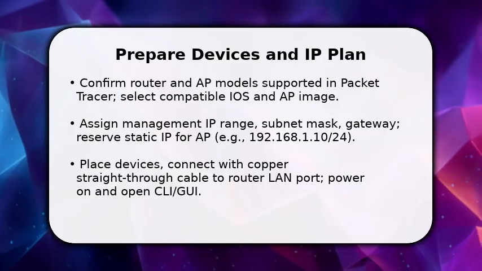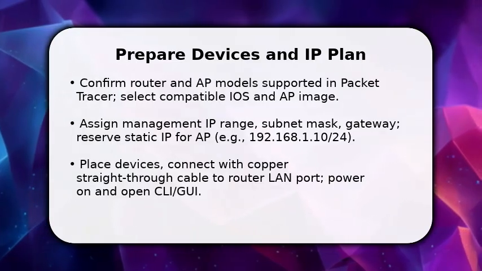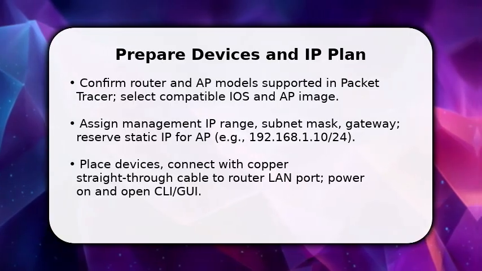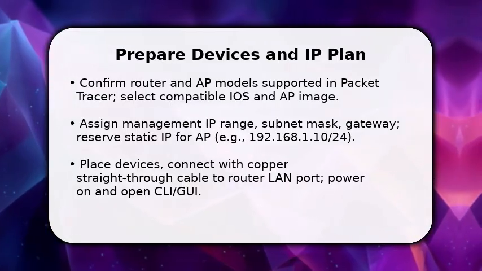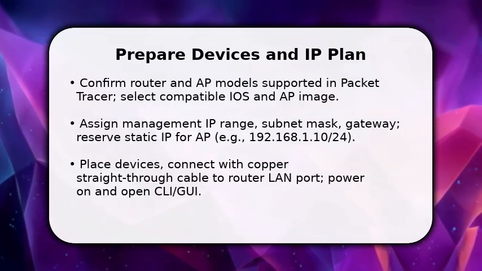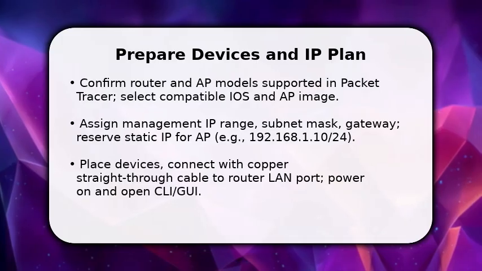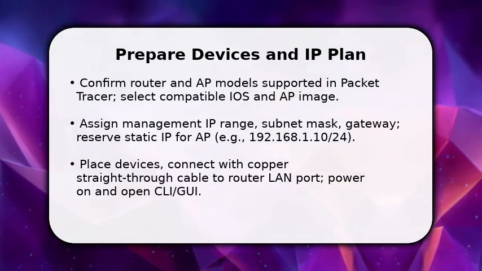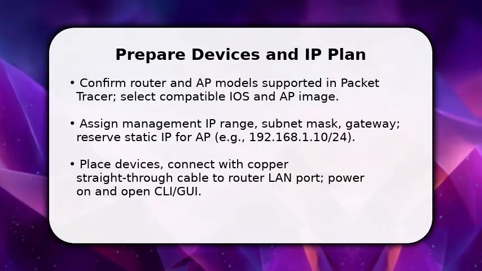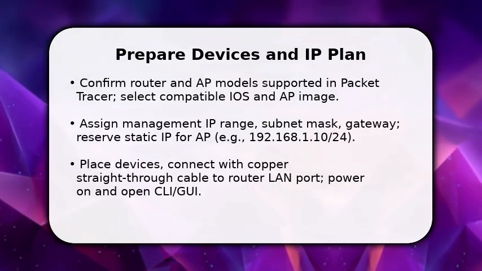You'll start by preparing the devices and an IP plan so configuration is efficient. First, open Packet Tracer, add a router and an access point, and pick compatible images. Next, decide a management IP range and reserve a static IP for the AP, for example 192.168.10.x with a /24 mask and the router as gateway.